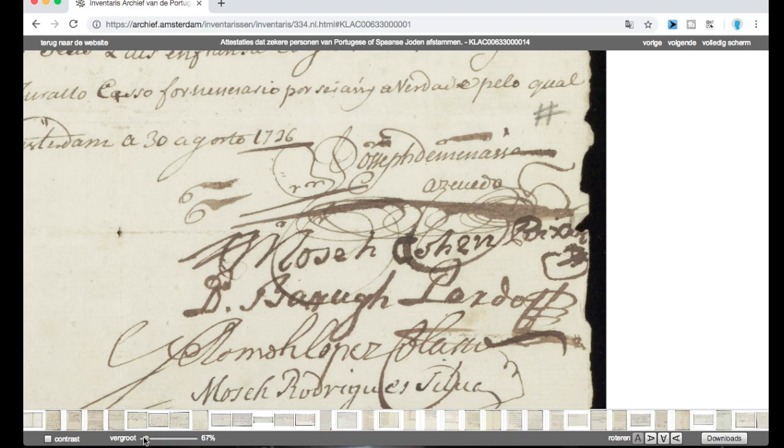So finding their signatures and then being able to match one signature to another can really open up the ability of finding records on your ancestry and your family.